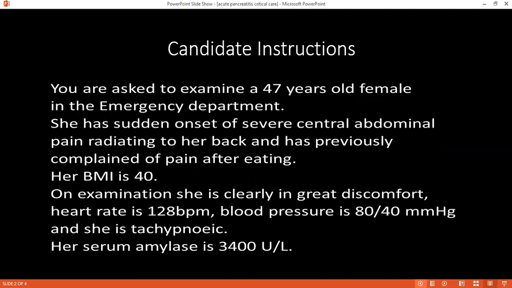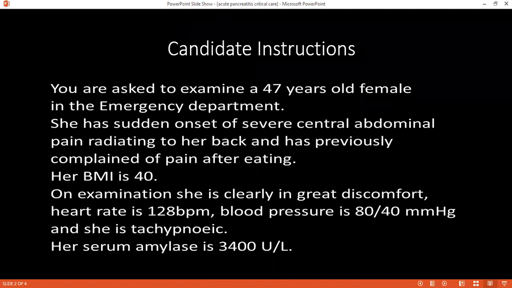Ma'am, 0 to 1 mortality is around 1%. Sorry, 0 to 2 is around 1%, 3 to 4 is 16%, 5 to 6 is 40%, and 7 and above is 100%. Very good. Okay. Can you tell me this patient is tachypneic?